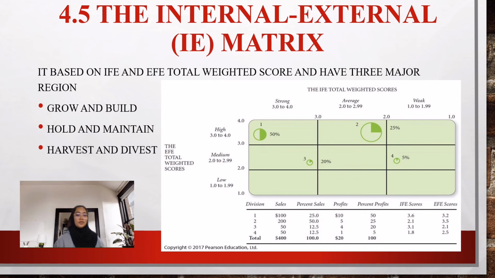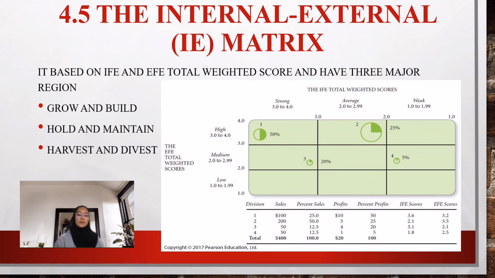The IE metrics has three major regions that have different strategic implications. For example, for region 1, the prescription for this region falls into cells 1, 2, and/or 4. It can be described as grow and build. Intensive or integrative strategies can be most appropriate for this division.